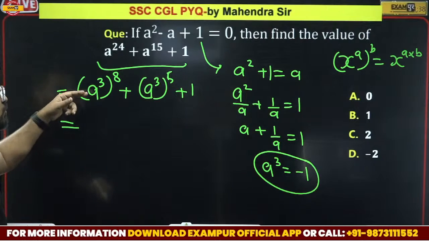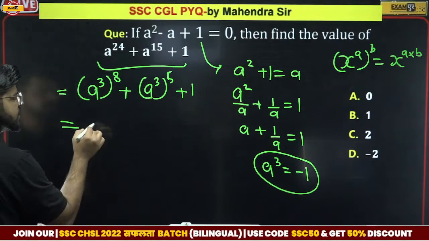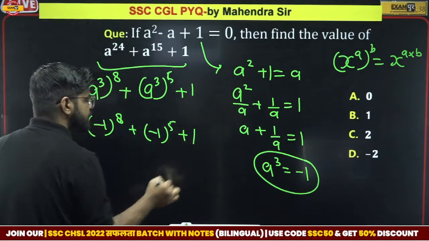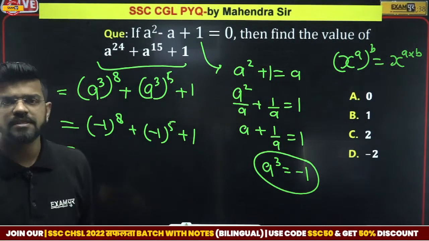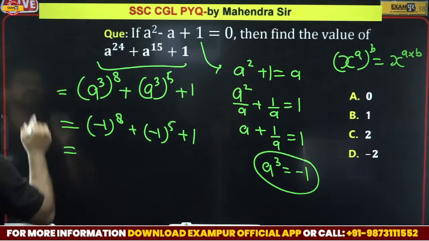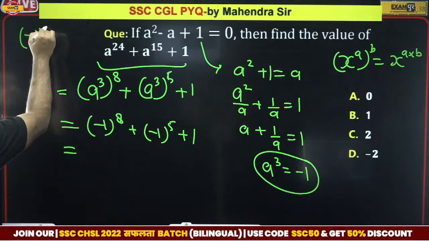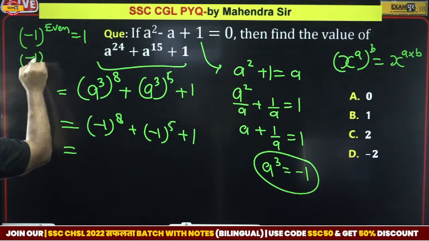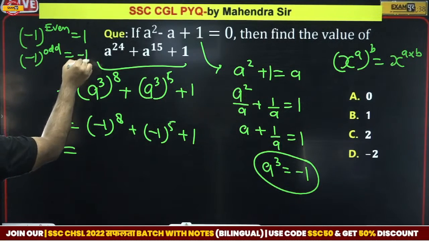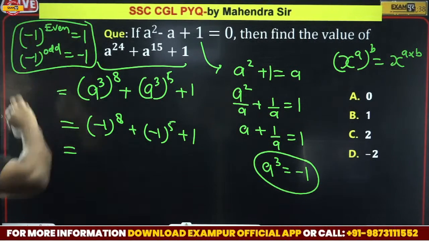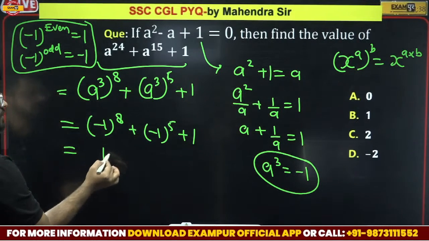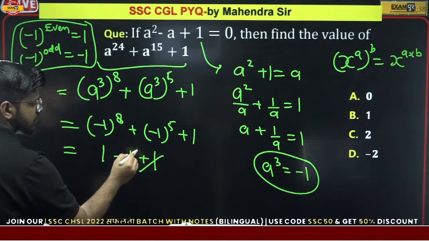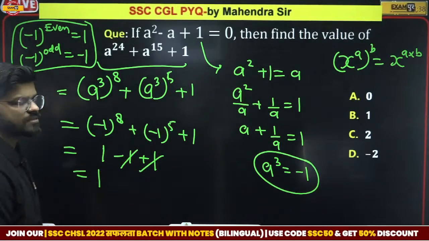So you know that a cube is minus 1. So minus 1 power 8 plus minus 1 power 5 plus 1. Always remember that minus 1 power even will give you plus 1, and minus 1 power odd will always give you minus 1. So remember this thing. So we can directly write it as 1 minus 1 plus 1. So plus 1 minus 1 will get cancelled out. We will get 1 as my answer.